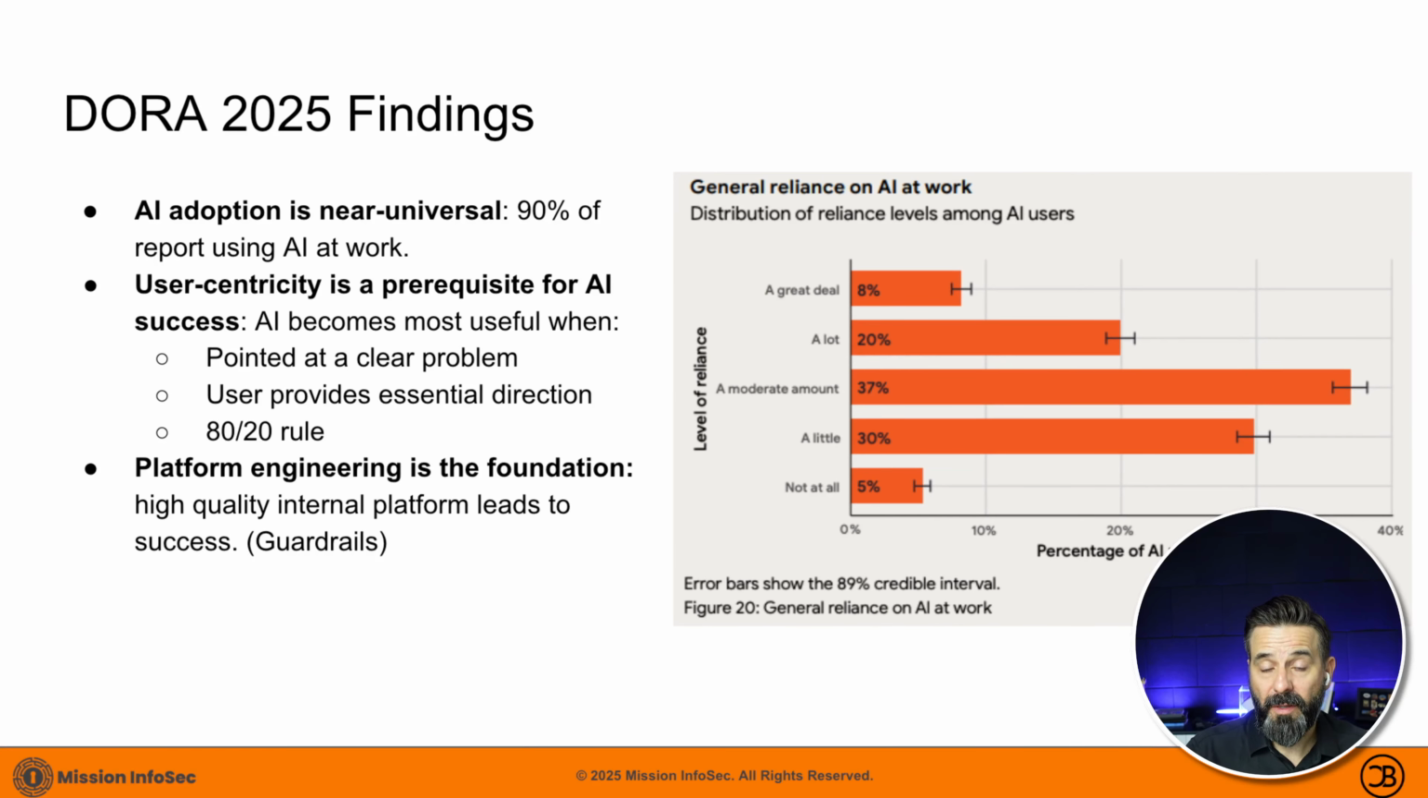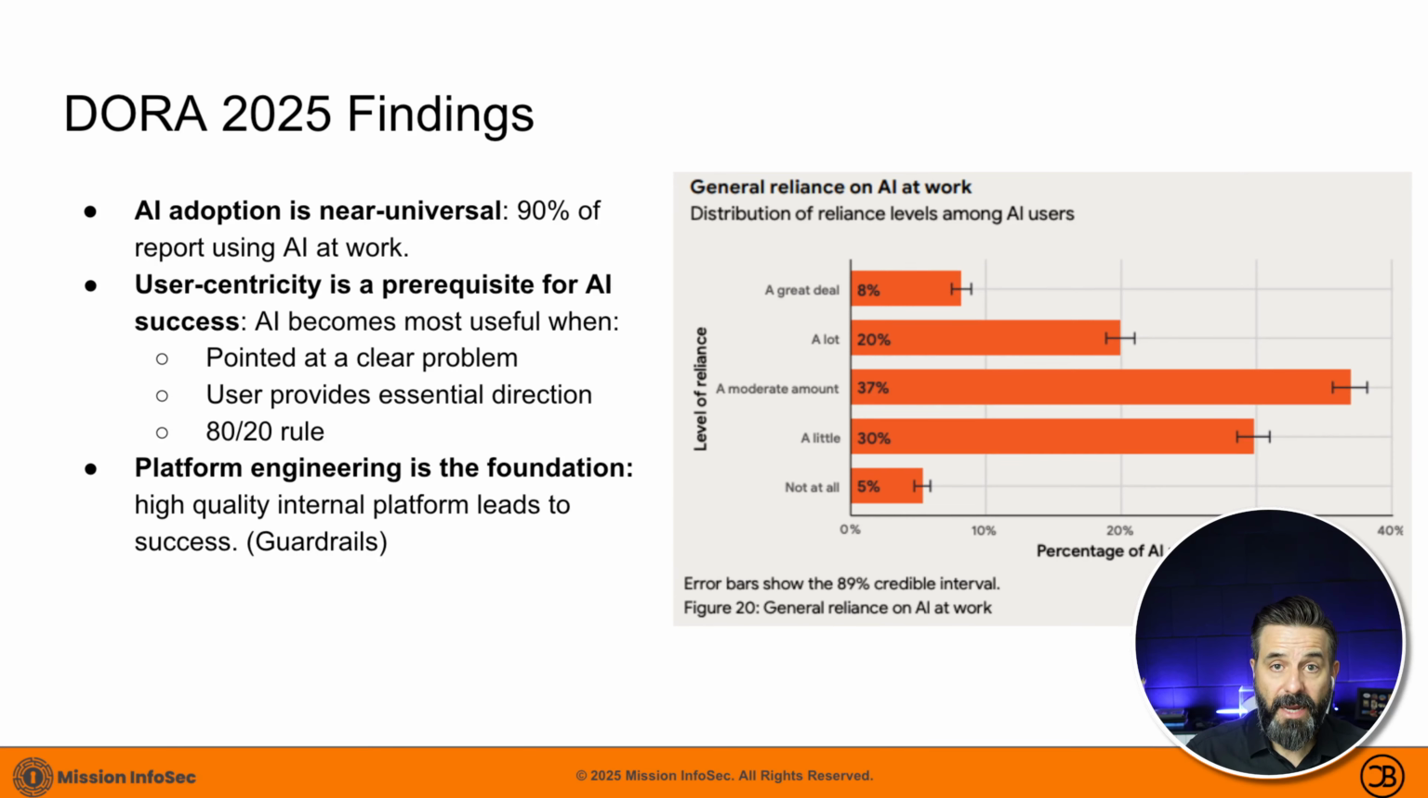The second key finding was that the user input was key. The engineers and the teams that were using AI effectively were the ones that were pointing it at a clear problem. They had a purpose for it. They weren't just using AI for the sake of using AI. But then they also had a user in the loop, somebody who was providing input and monitoring the output and making sure that it was providing the output that they wanted it to.